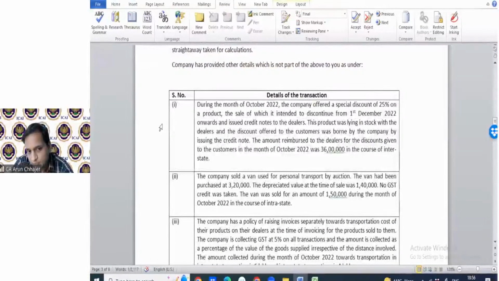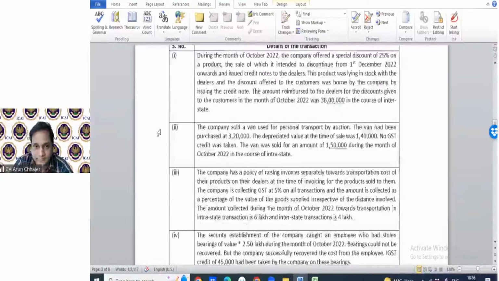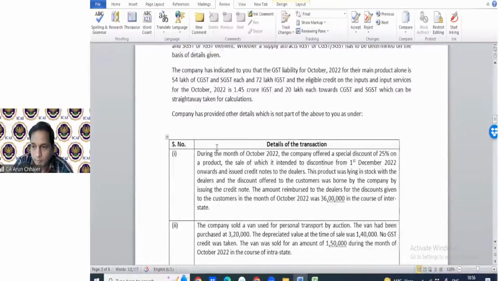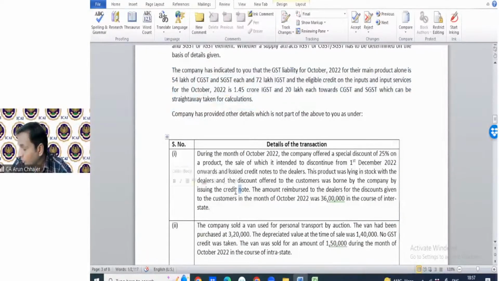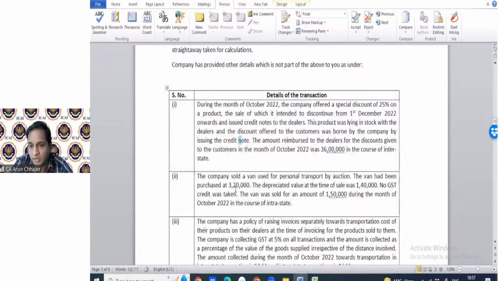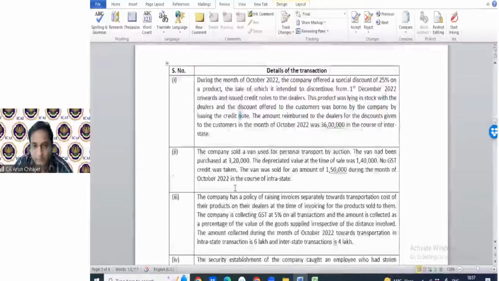The company has provided other details which are not part of the above, as under. So the points given below are not considered in the above. So I can say for this liability, 54, 54, 72, and this ITC. Apart from that, we need to consider these transactions also. Now, first we will do the understanding of each point. There are certain points, and after that we will take a break of 10 minutes and then we'll move to the solution.